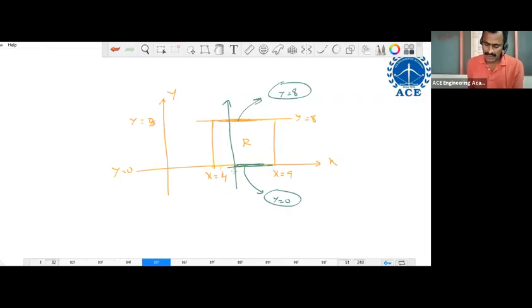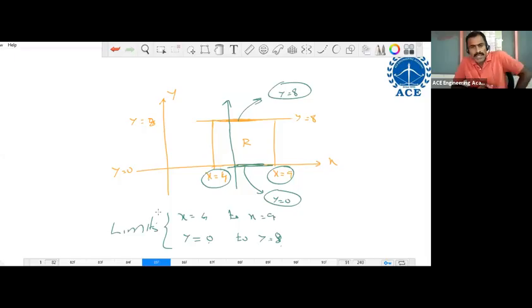Like this, we can draw the lines from 4 to 9. So these are the x limits. Here the x limits are x equal to 4 to x equal to 9, and the y limits are 0 to 8. 4 and 9 are constants, 0 and 8 are constants. All the limits are constants.